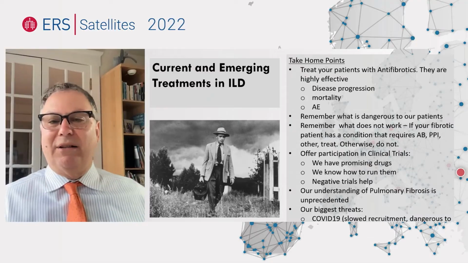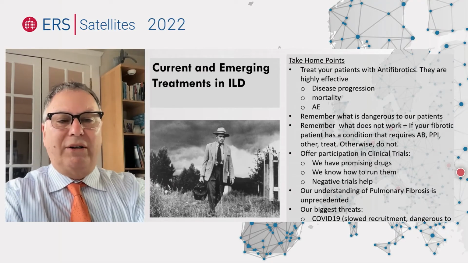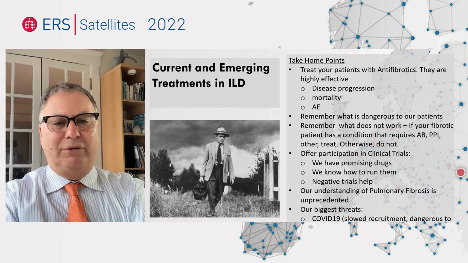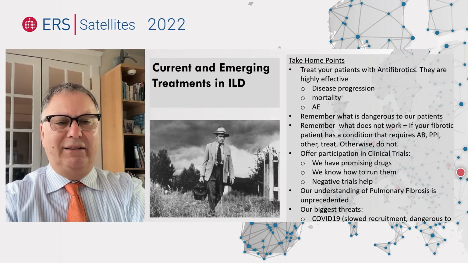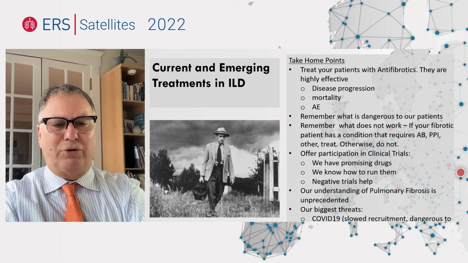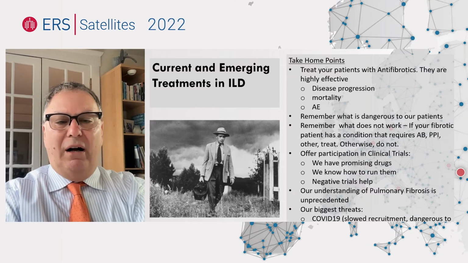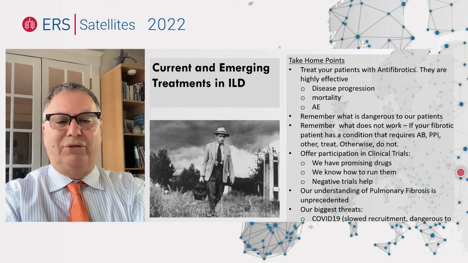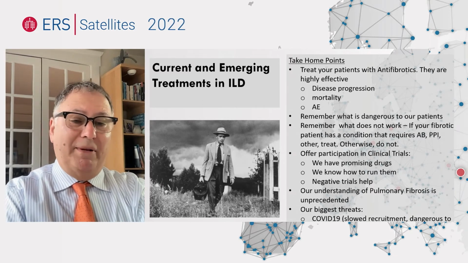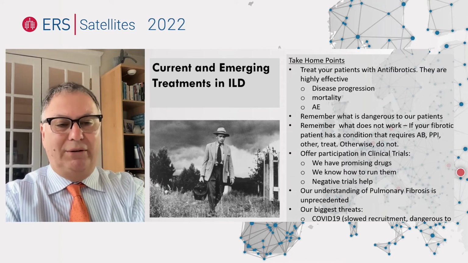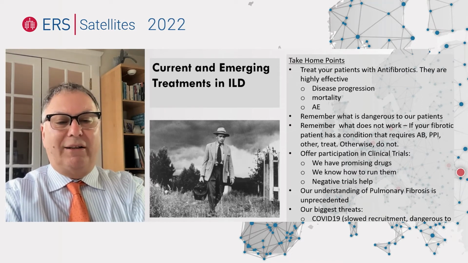So just to summarize, the take-home points are: one, treat your patients with antifibrotics. There's no reason to be nihilistic about it. They're highly effective for disease progression, mortality, and acute exacerbation. Remember what is dangerous to our patients: suppressing inflammation. Remember what does not work. If your fibrotic patient has a condition that requires antibiotics or PPI or something else, give them. Otherwise, do not. Offer participation in clinical trials. We have promising drugs. We know how to run the trials, and negative trials help.